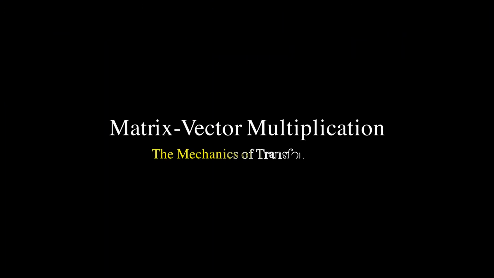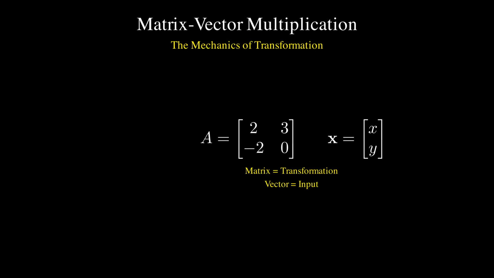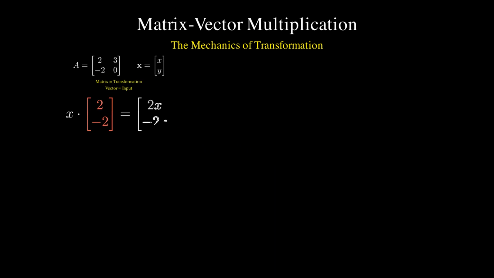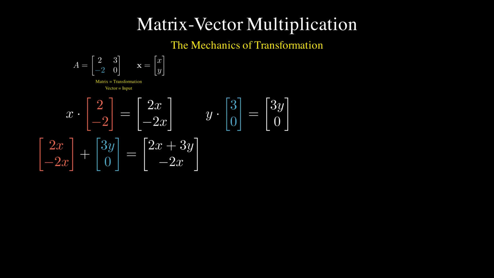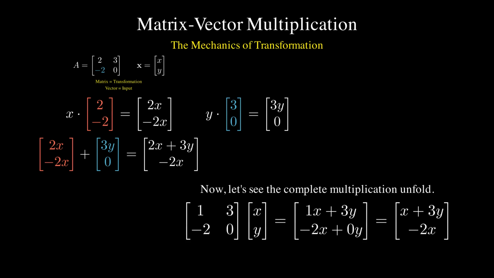Now that we've packaged our transformation into a matrix, how do we actually use it? Suppose you're given a vector and a matrix. How does multiplying the matrix by the vector tell you where that vector lands after the transformation? Here's the beautiful part. Matrix vector multiplication exactly mirrors what we've been doing. You scale the first column by x, and the second column by y. Then add them together. This gives us the complete matrix vector multiplication.